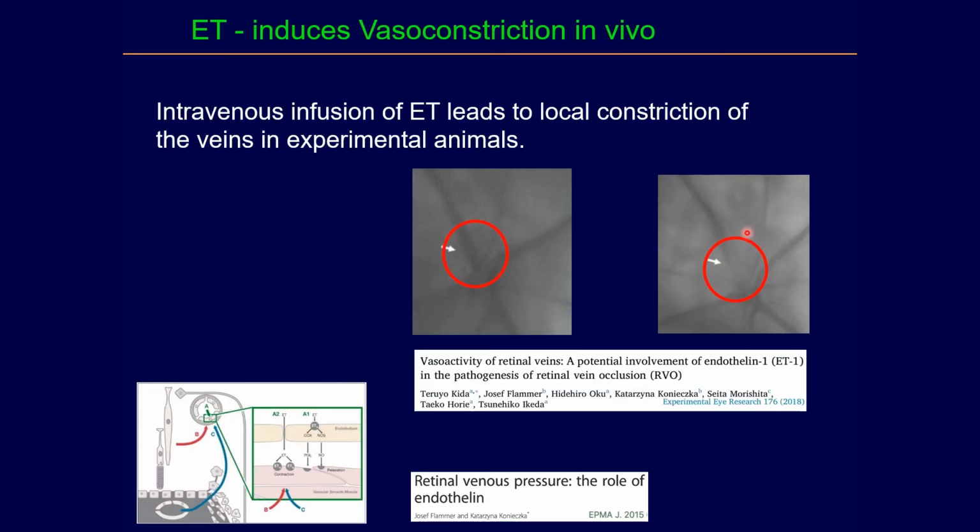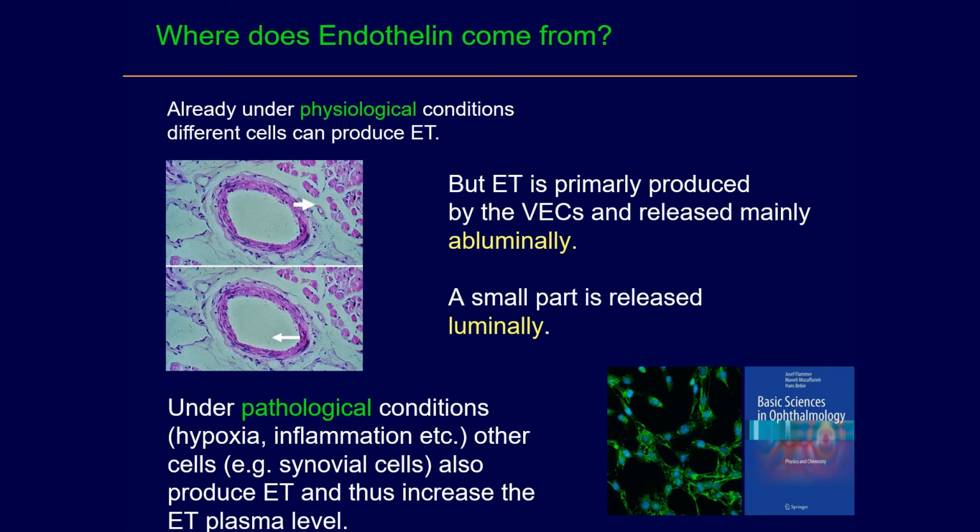Finally, Kita and colleagues have shown very nicely with animal experiments that an intravenous endothelin infusion leads to a constriction of the veins in the optic nerve head. But where does the endothelin from our patients come from?